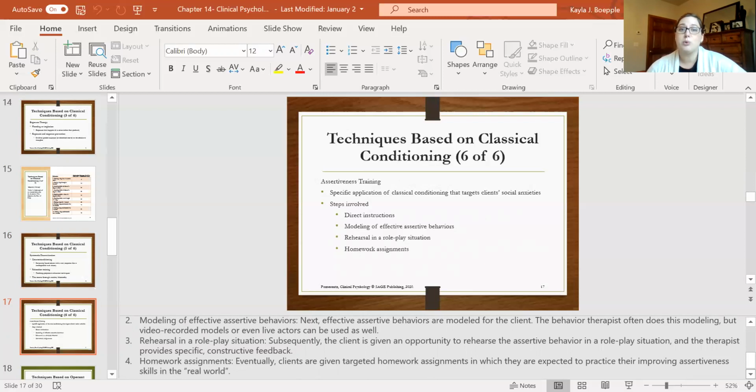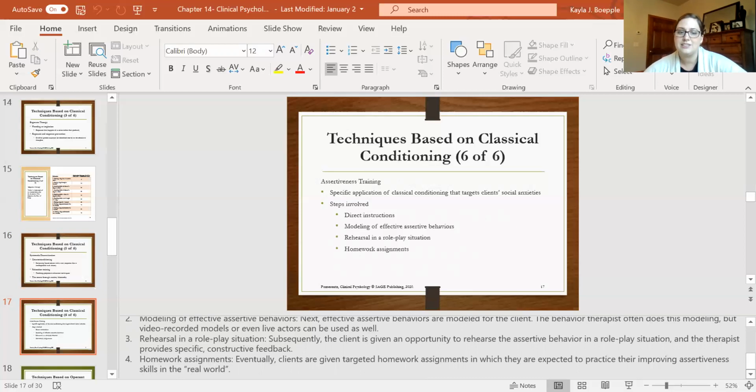Then they'll practice a role-playing situation. Subsequently, the client is given an opportunity to rehearse the assertive behaviors in a role-playing situation, and the therapist provides specific constructive feedback. When I say constructive, the therapist isn't going to say, wow, that was really crappy. They're going to say, here you were kind of weak, but you did this very nicely. So keeping it more in a positive type of format instead of going the negative route.